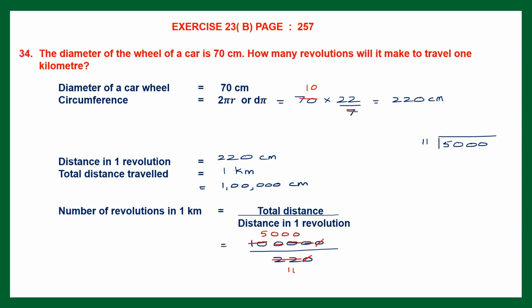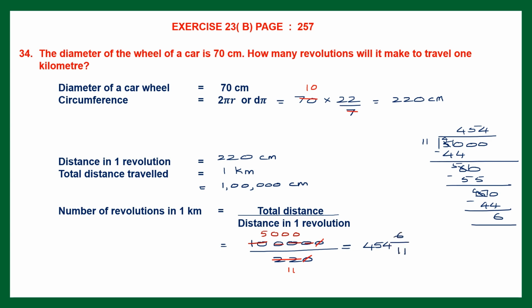So let's do that. 11 fours are 44, minus, here you borrow, 10 minus 4 is 6, you bring down 0, you have 60, 11 fives are 55. Again you subtract here, 10 minus 5 is 5, you bring down the next 0, it's 50, 11 fours are 44. So when you minus this, you get a remainder here, 6. So now if I have to write this as a mixed number, what do I get? I get 454 6 by 11. So this is our answer.